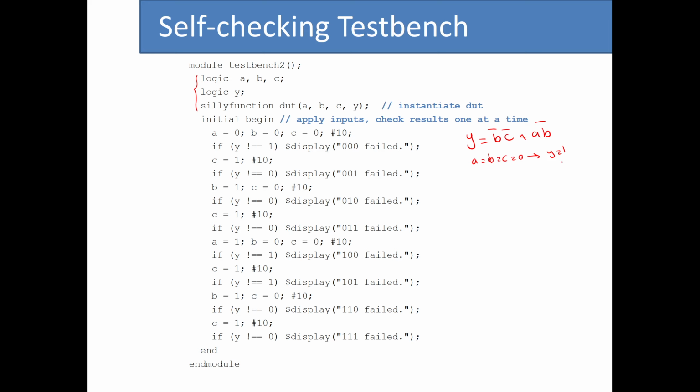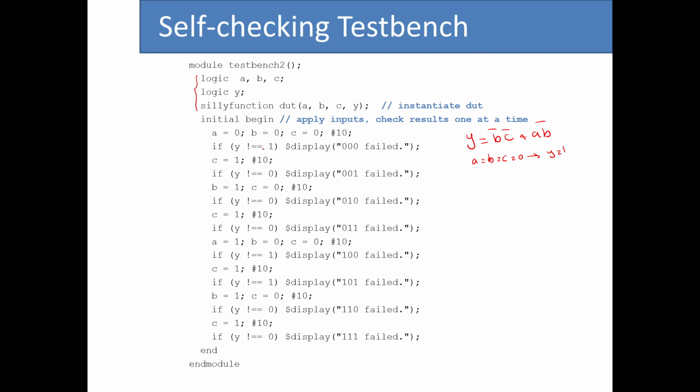So what happens is that we check the value for y whenever a new value is being created. So we assign the value of a to be 0, b to be 0, and c also to be 0, and then we wait for 10 units of time, and then we read the value for y. We check the value for y.